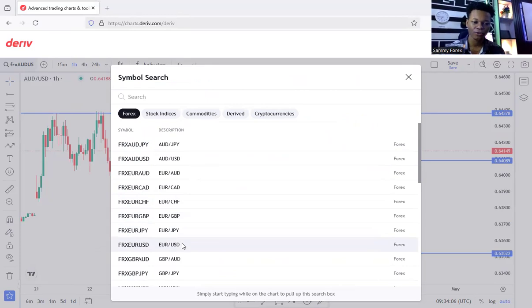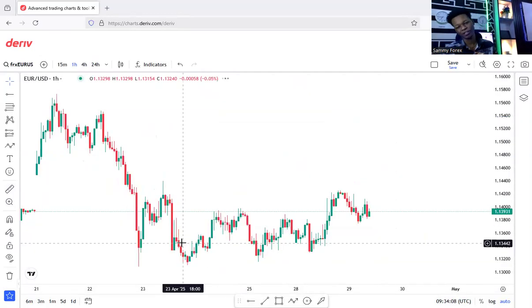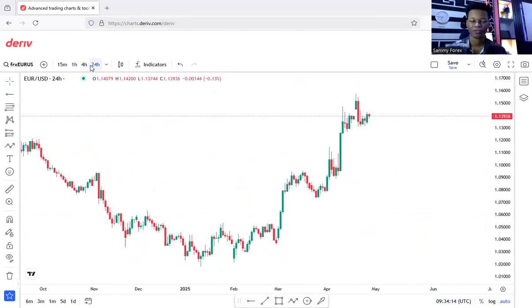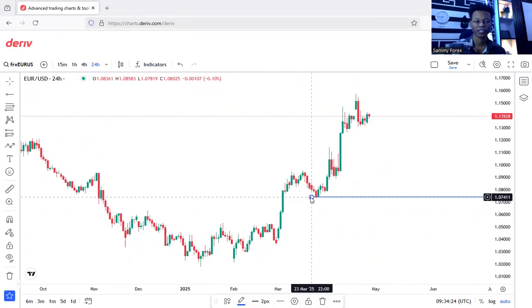And we'll go down to Euro USD for those of us that are trading Euro USD. This is what Euro USD has for us. So we'll go down to the 24 hours time frame to see what the price has for us on Euro USD. Euro USD is currently giving us a bullish move.